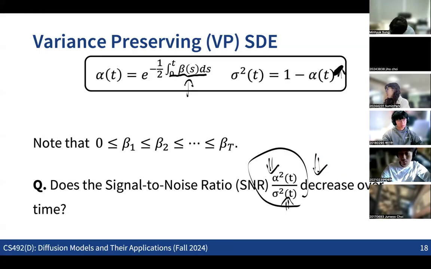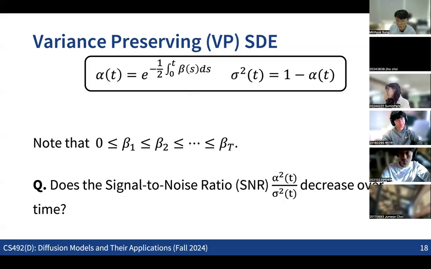So we can see that this definition of the specific diffusion model satisfies the SNR condition, which means this is one of the correct ways to define a special case of the diffusion model, right? So yeah, this is one of the examples.